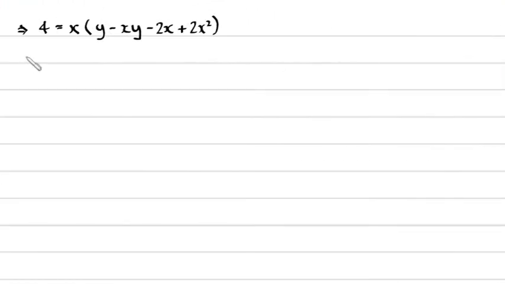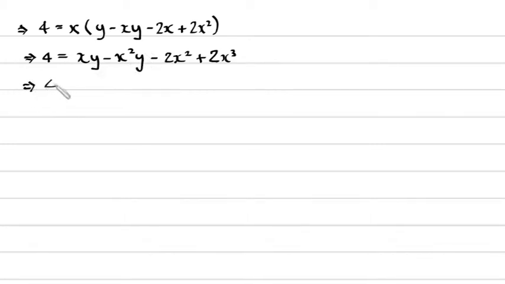Just going to move this to the top of the next page. Taking X through the brackets now, we get 4 equal to XY minus X squared Y minus 2X squared plus 2X cubed. Now because we're looking for Y, we need to factorise the Y terms. So we take Y out of the first two terms of the right hand side, and we get the expression 4 equal to Y outside of X minus X squared minus 2X squared plus 2X cubed.